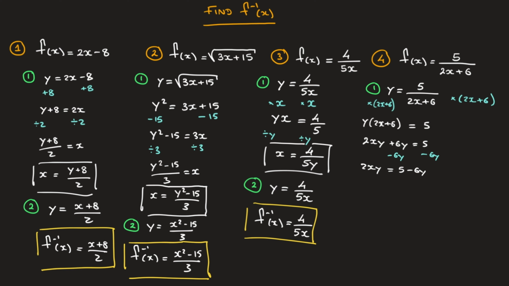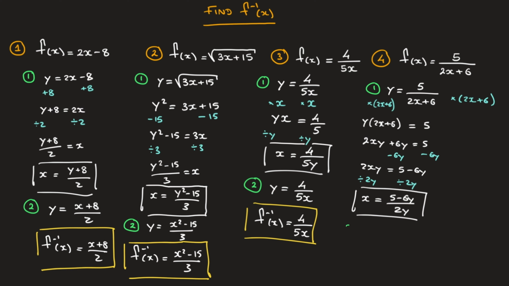Finally, since x is being multiplied by 2 and y, I divide both sides of this equation by 2y. I'm going to divide the left-hand side by 2y and the right-hand side as well. And that leads us to x equals (5 minus 6y) over 2y. And that's the first step done. We've made x the subject.